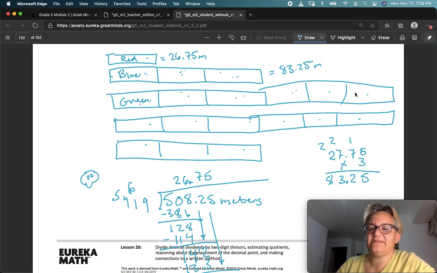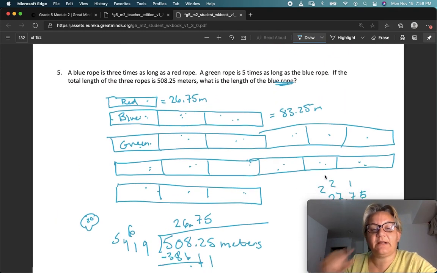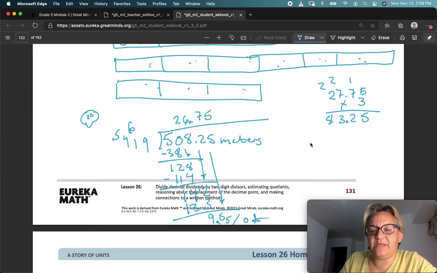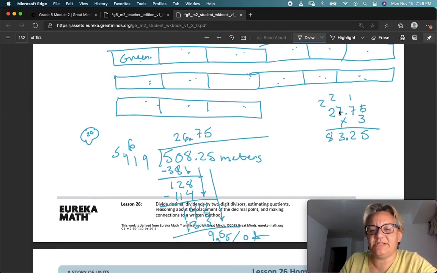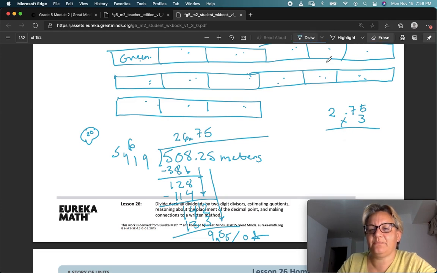Now, if I want to check my work, I could multiply the green one times 1, 2, 3, 4, 5, 6, 7, 8, 9, 10, 11, 12, 13, 14, 15, and just check my work. So that would be... Oh, shoot. I just put a 7 there, didn't I? That's probably not right then. It says 26 and 7/5. You guys have got to start warning me.